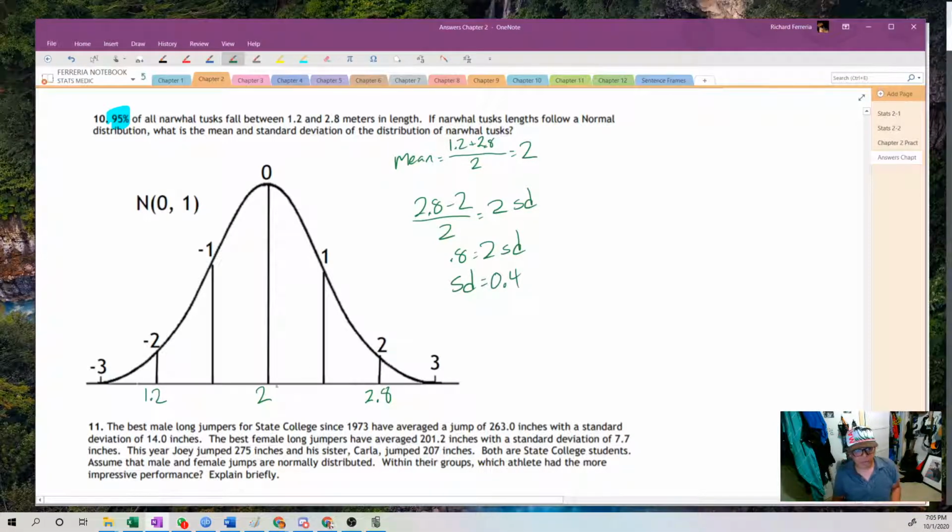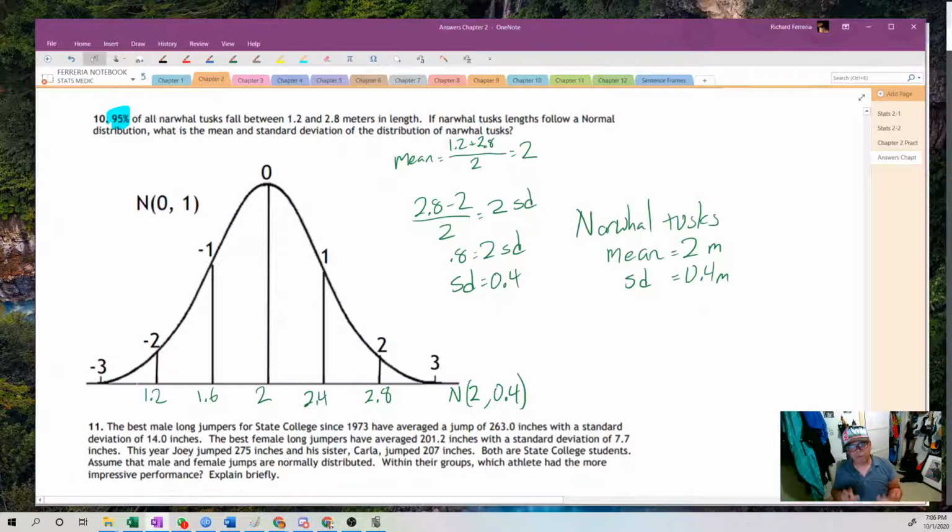And try it out. 2 plus 0.4 is 2.4. 2.4 plus another 0.4 is 2.8. Seems to work. Let's go in the opposite direction. 2 minus 0.4 is 1.6. 1.6 minus 0.4 is 1.2. So again, that seems to work out. And we have a normal distribution with a mean of 2 and a standard deviation of 0.4. Writing this out, you get that the narwhal tusks have a mean of 2 and a standard deviation of 0.4.